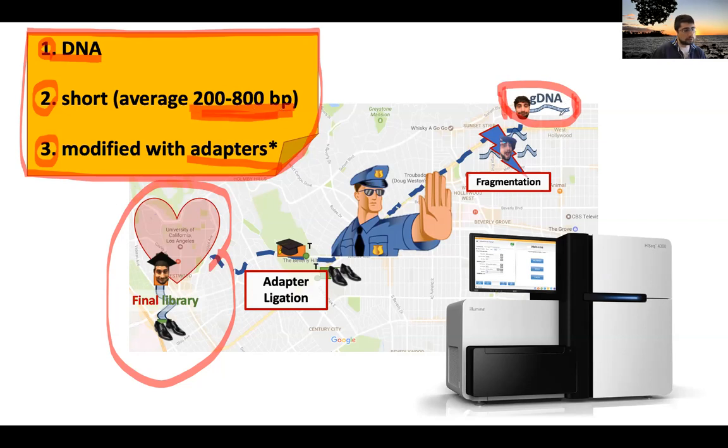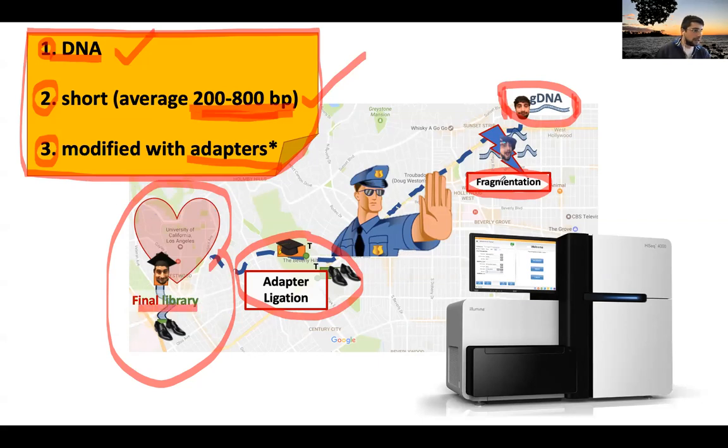So what we usually do is we perform fragmentation. We fragment the DNA and make it smaller, in about that range. So we already have DNA, and we fragmented, so part 1 and part 2 are already satisfied. Then we just have to add the adapters. The step that we use in the lab to add the adapters is called adapter ligation. It's using a DNA ligase enzyme, and at that point we have our final library.